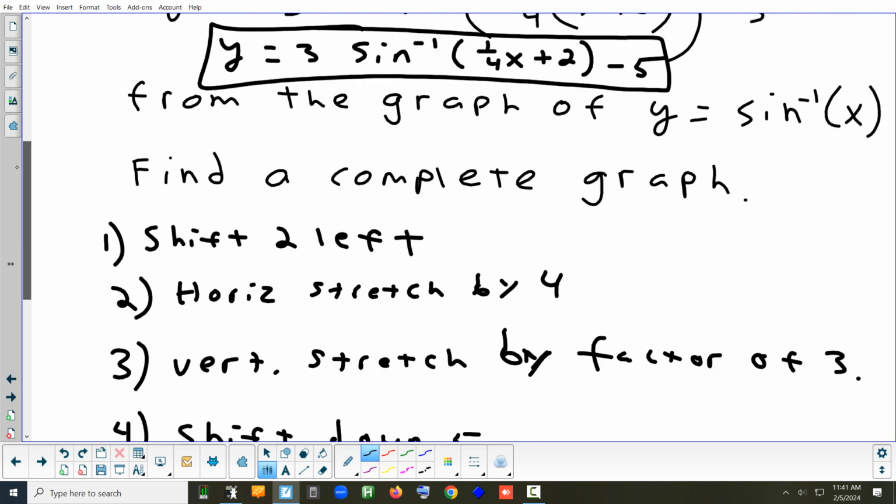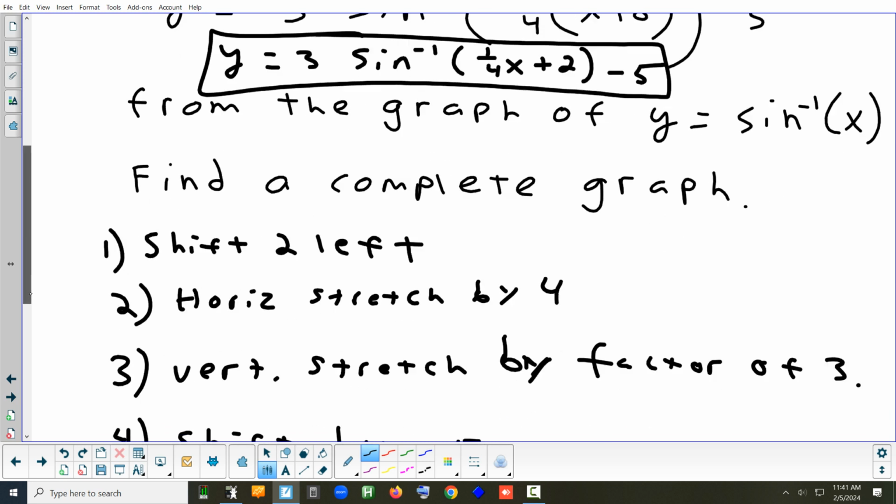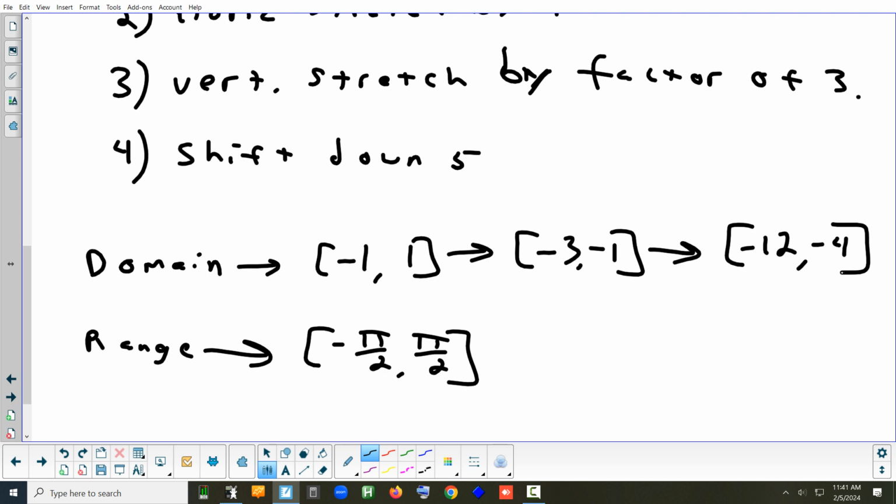Okay, I'll start with the domain. So at the domain, it's going to go left 2 and then stretch by 4. Where would that domain go if it went left 2? Yeah. -3 and -1. So -3, -1. And now stretch it by 4. What would happen to it? -12 and -4. So -12 to -4. So that gives me an idea of my x min and max.